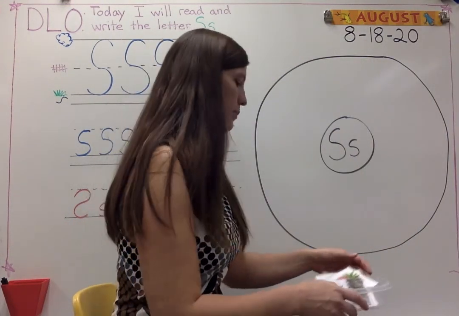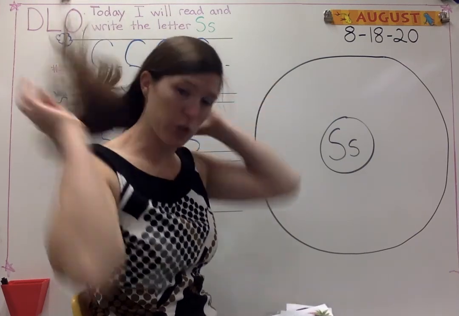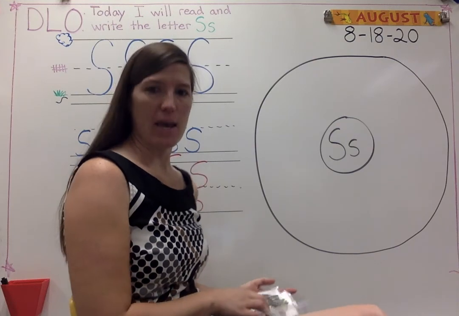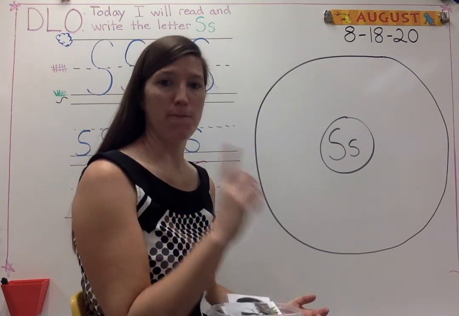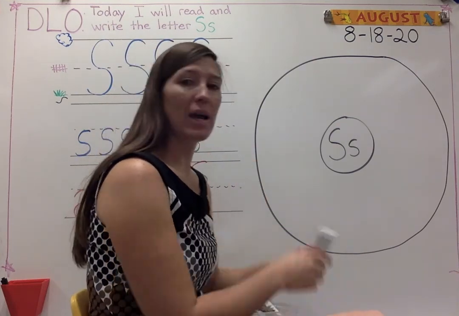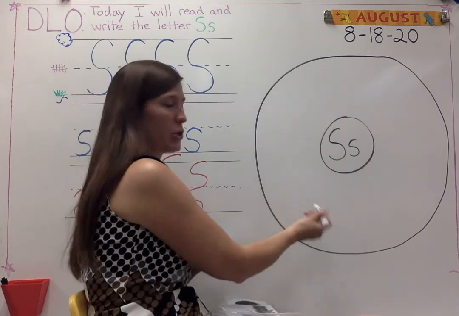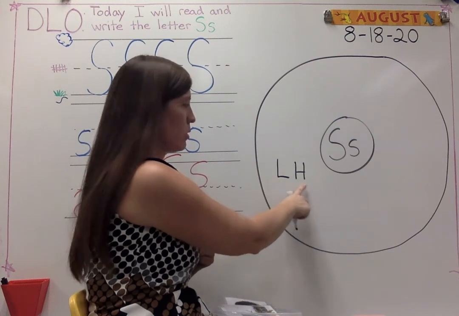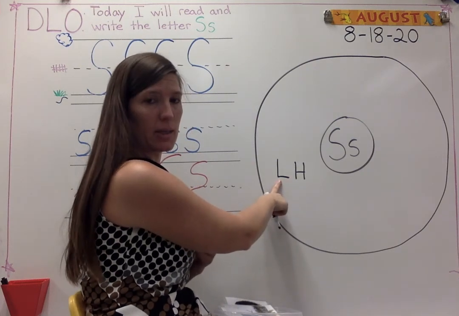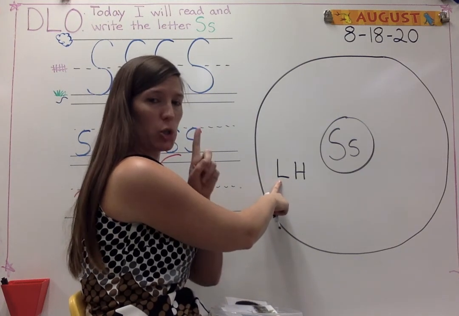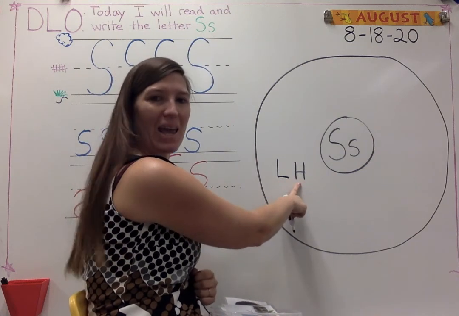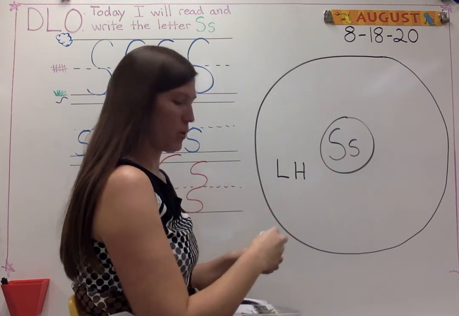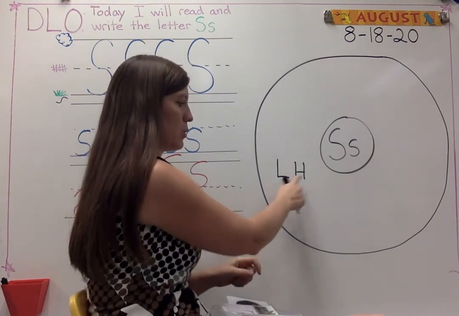Now we're ready. I'm going to show you some pictures of words that the initial sound is S. Initial means first. So if you've ever seen your initials, my initials are L, H. Lisa Hawkins. L is for Lisa. That's the first letter, the initial letter in my first name. And H is the initial letter in my last name. So if you've ever heard that before, someone says sign your initials, that's what they mean.